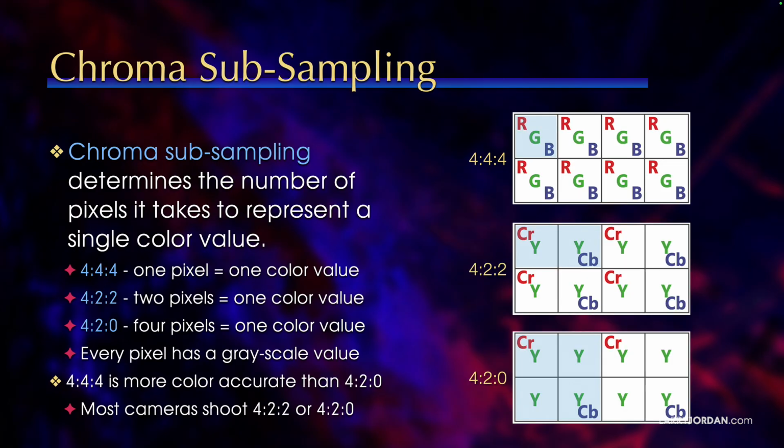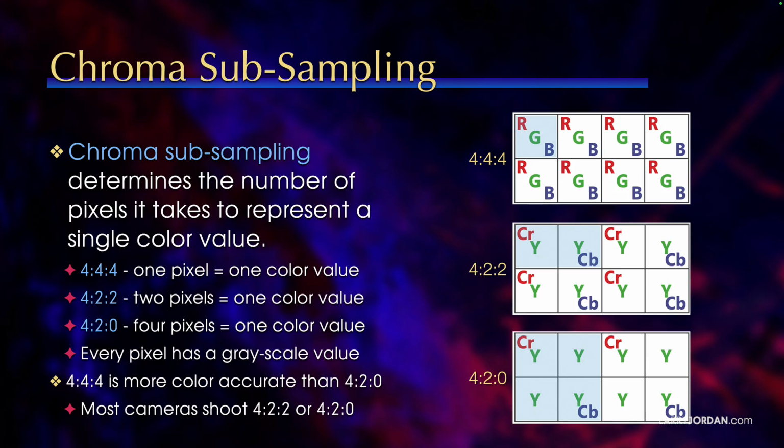Chroma subsampling, also called color subsampling, determines the number of pixels it takes to represent a single color value. When we're looking at 444, 1 pixel equals 1 color value. 422 takes 2 pixels for a color value, and 420 takes 4 pixels for a color value. If we look at the graphic on the right, at the top, notice that under 444 chroma subsampling, there's 1 red, 1 green, and 1 blue value per pixel. This is the most accurate that it gets.